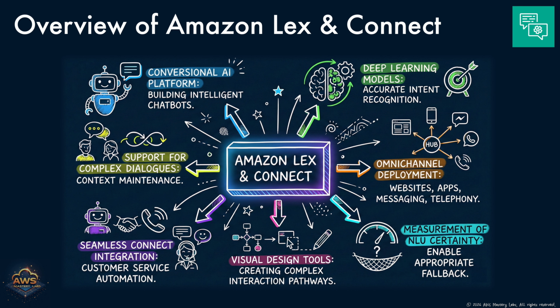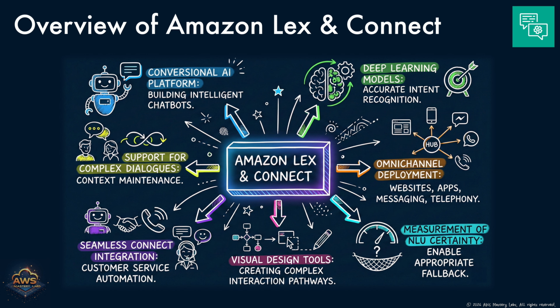Amazon Lex and Amazon Connect bring conversational AI to life, enabling businesses to create smart, scalable, and human-like interactions through voice and chat. Together, they form a powerful solution for delivering automated customer experiences across multiple channels. At the heart of Amazon Lex is its conversational AI platform, which provides developers with the tools to build intelligent chatbots and voice assistants. These bots can handle everything from answering FAQs to booking appointments and processing transactions, all without the need for a human agent.